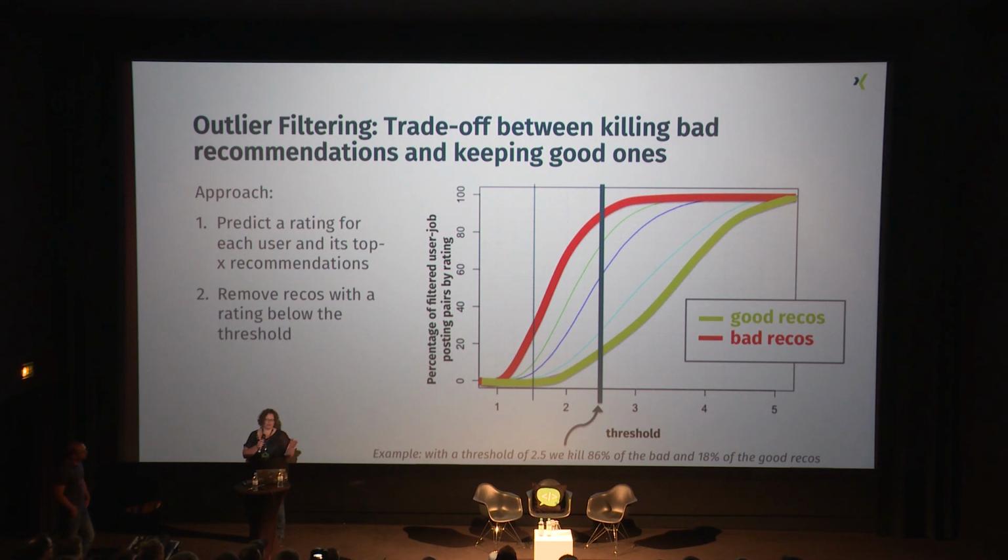We could also go a little bit more to the right, and then we kill 99% of the bad recommendations, but this would also mean that we would kill 60% of the good recommendations. So it's really a trade-off, because you cannot always know if a user will like a job posting.